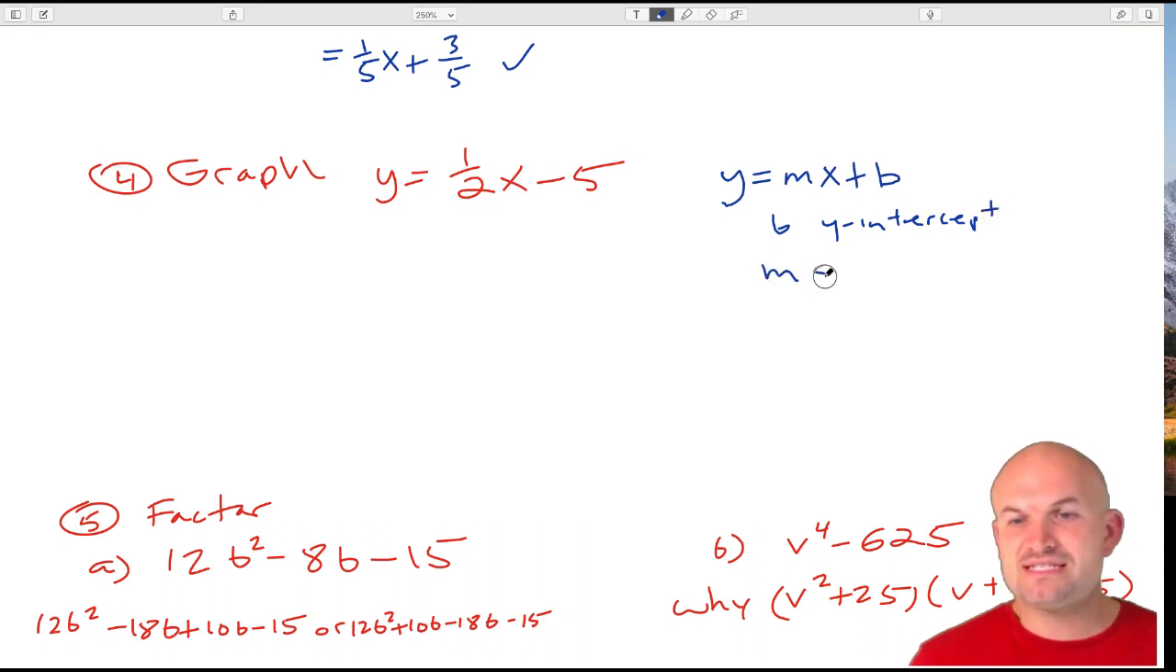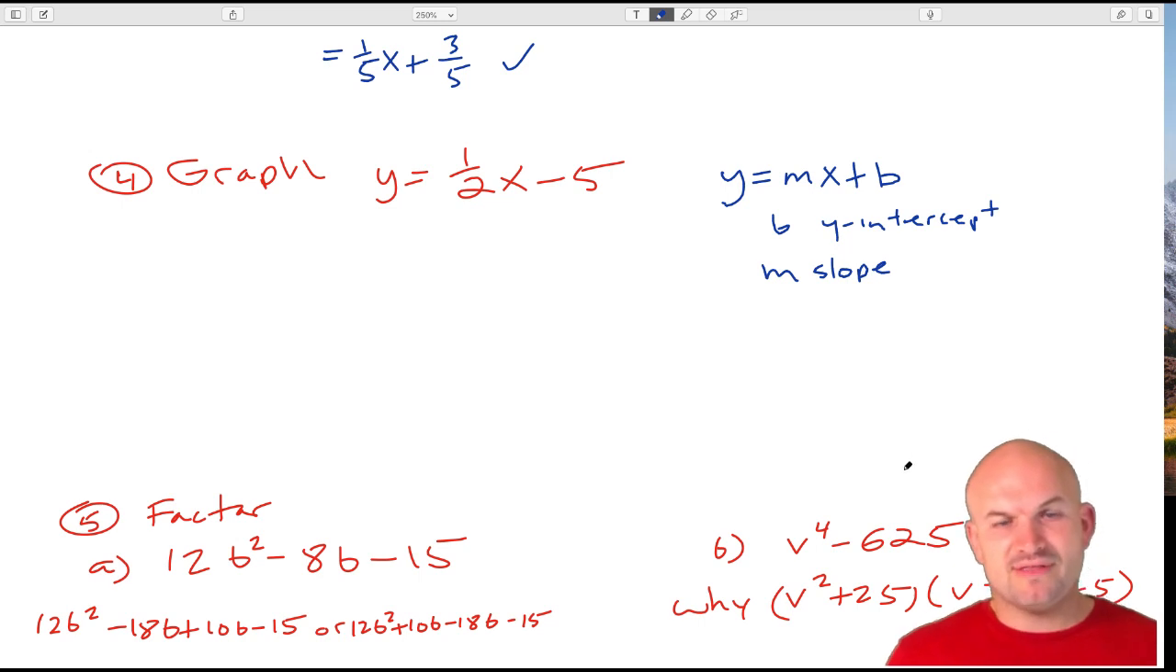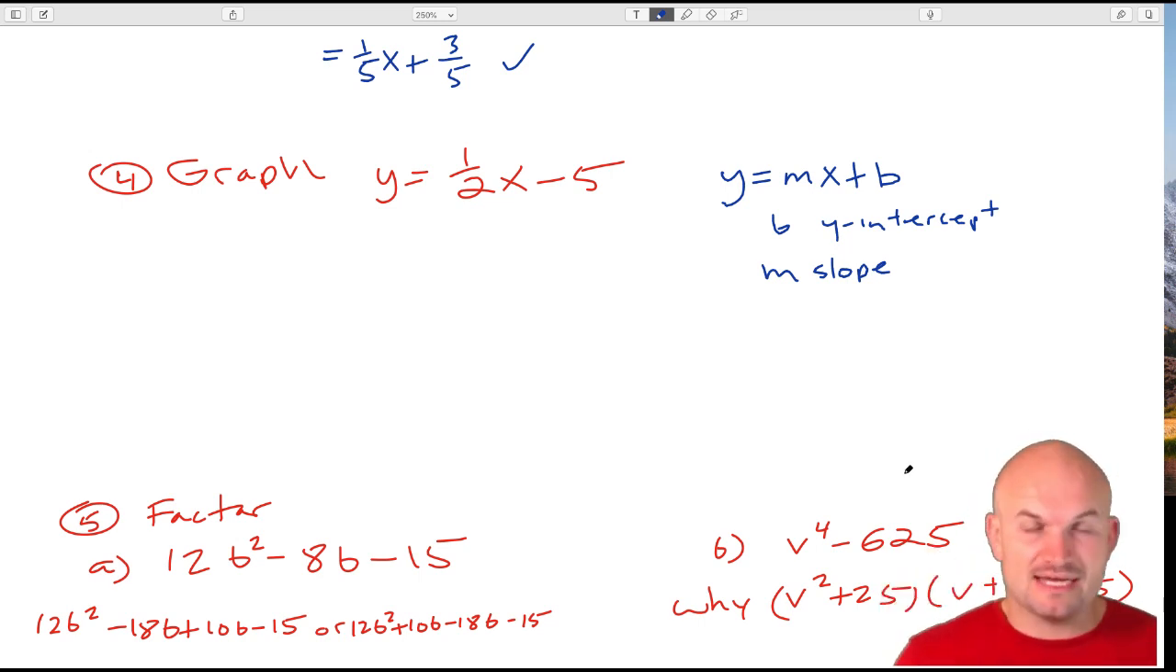And m represents the slope. And the slope is basically telling us the change from one point to the next, a lot of times better known as the rise over the run. But if we have 2 points, well, let's get the y-intercept out of the way.